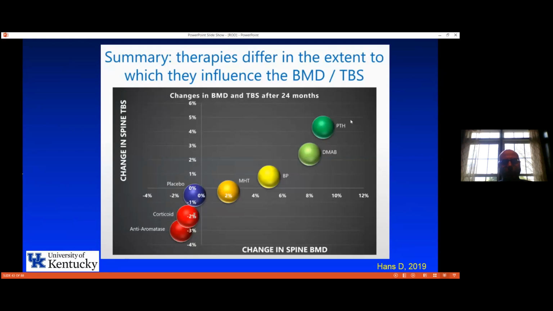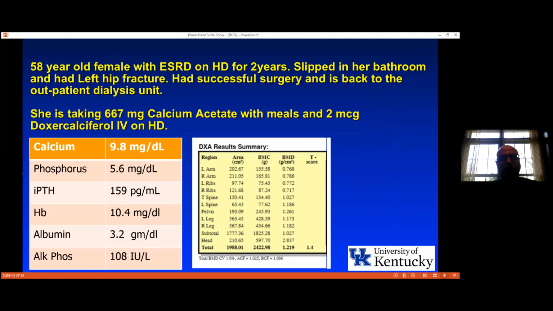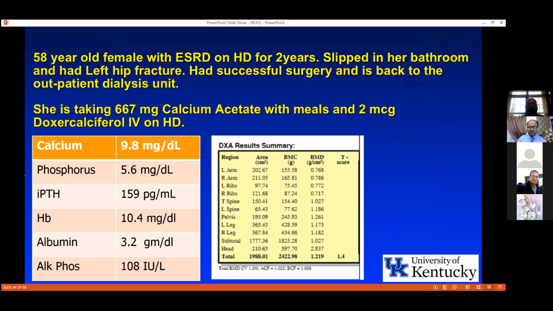So if you repeat the BMD, you see the BMD is not going down very much, but the TBS will go down. And these patients are taking anti-aromatase therapy for the cancer. They mainly lose the quantity. So it's important to know that it doesn't only help you in a prediction of fracture, but also the management and how your medication affects your bone strength.